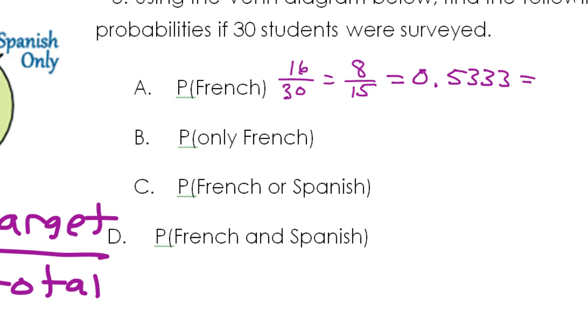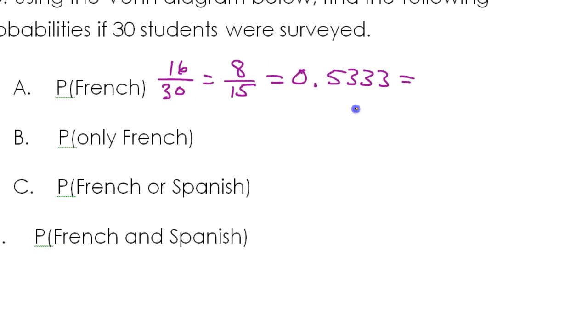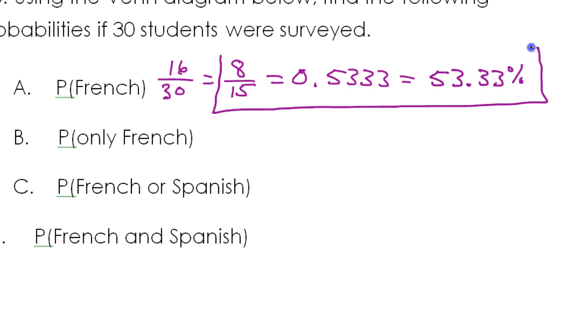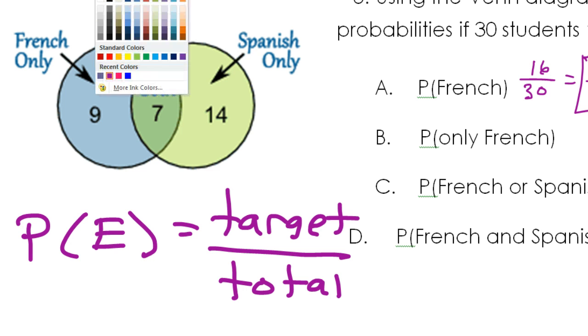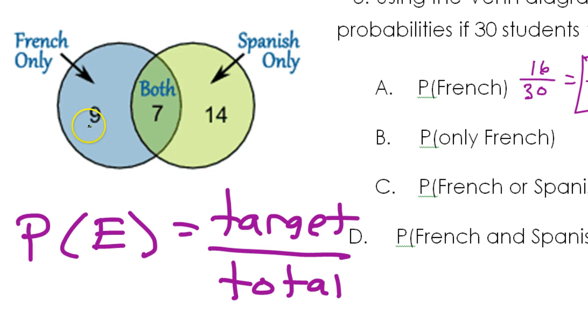Let's also be comfortable writing it as a percent, which would be 53.33%. Okay, we show these probabilities in all three of these forms. Be comfortable with all three. So, how about the probability of only French? Remember that 9 you were getting ready to accidentally use? Now's your chance, because the 9 represents French only.